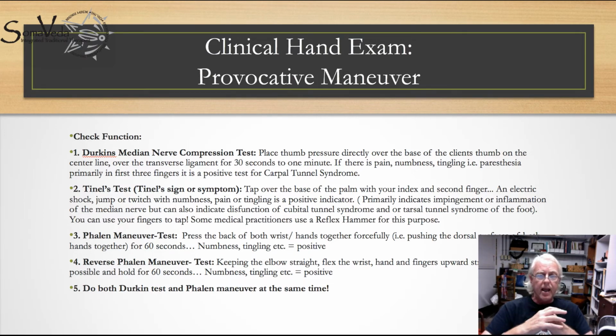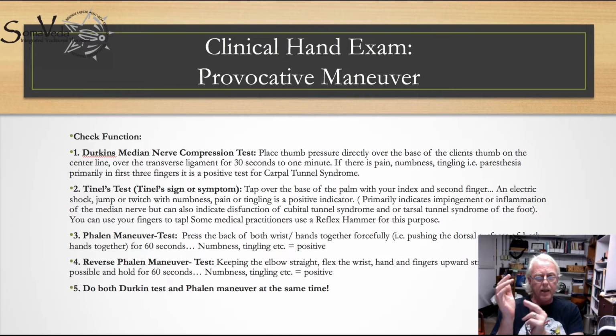All right. The next sort of classical test is called Tinel's test, or Tinel's sign or symptom. And this is, again, provocative, but it's real simple. It's just tap. You can start down here, and you can actually have an indication of where the primary impediment or inflammation or impingement on the nerve is.